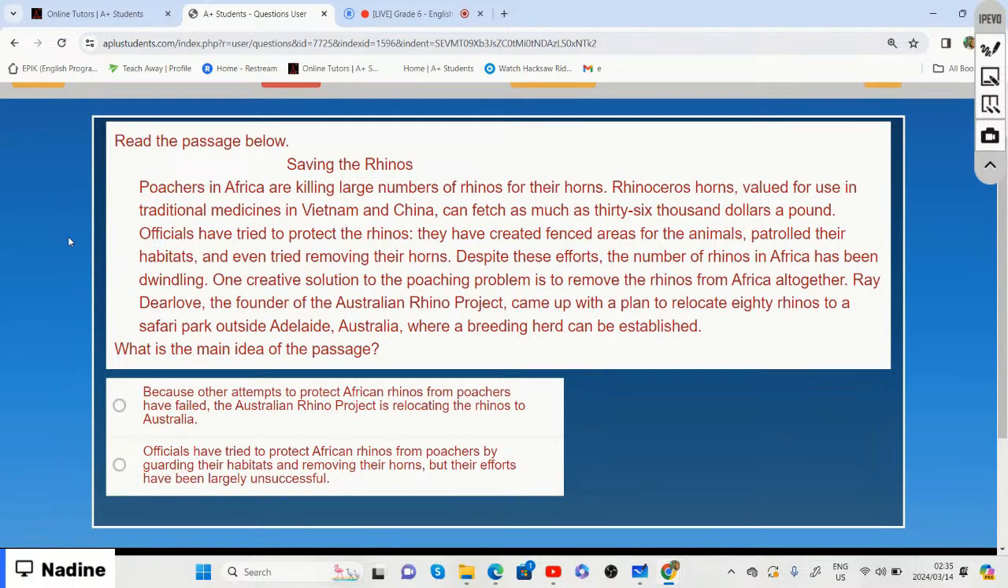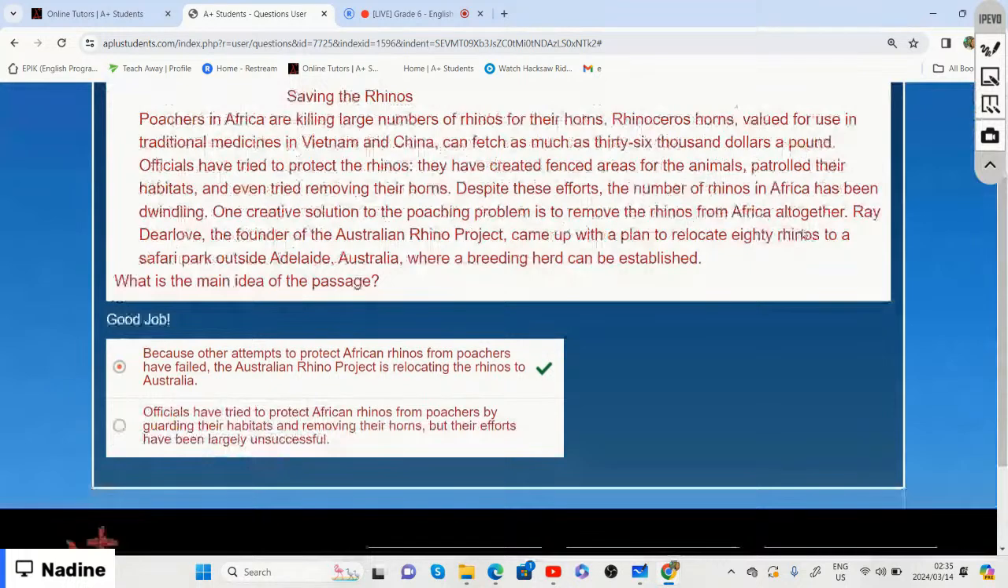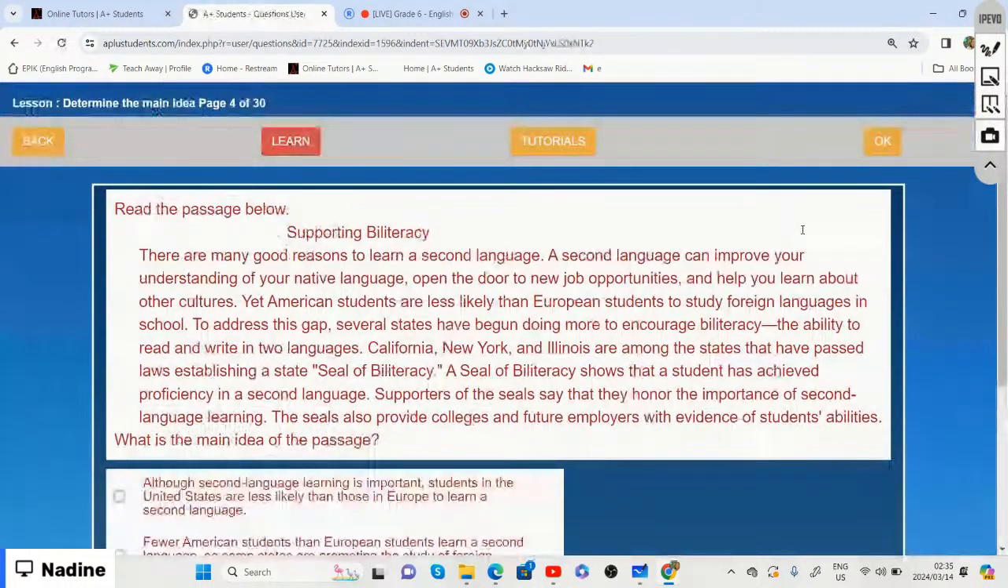All right. So we need to select the main idea within this passage, right? And if we were to select the main idea, then we will go with option one, right? Because in order to avoid the poachers, they are attempting to protect the African rhinos from poachers by relocating the rhinos to Australia. So option one is correct. Well done.